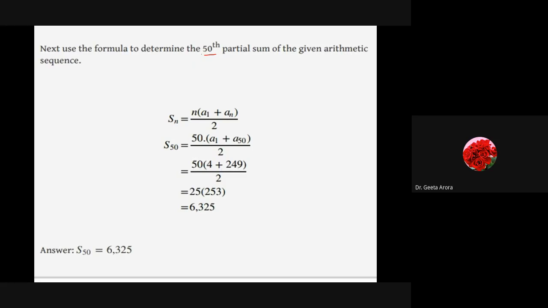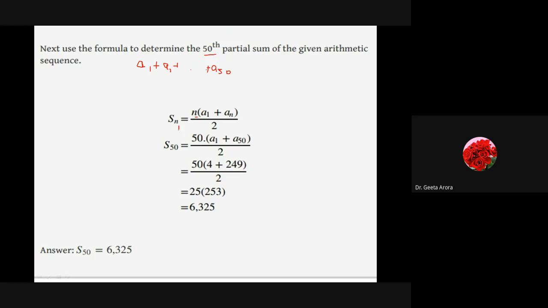Here, in a similar example, we have to find the 50th partial sum, which is the sum of the values from a1 to a50. This is the meaning of the 50th partial sum: we add a1 plus a2 plus a3 up to a50. We are not going to calculate each and every term because it is very hectic. So again we take the formula: Sn is equal to n times a1 plus an, divided by 2.